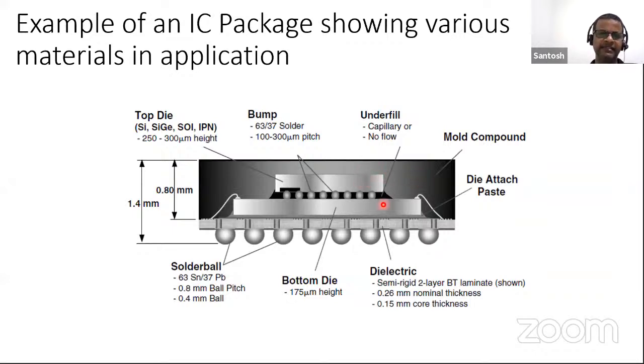This is one IC, this is another IC. But for these two IC devices to come to market, they need to be packaged. And there are so many different materials in one single package. You can see so many different materials: the dielectric, the bottom die, the solder balls, the top die, the bumps, the underfills, mold compound.